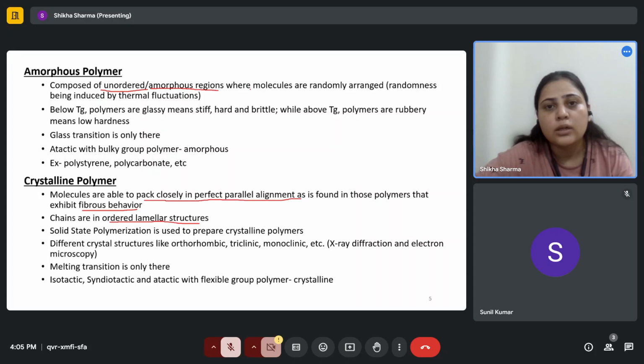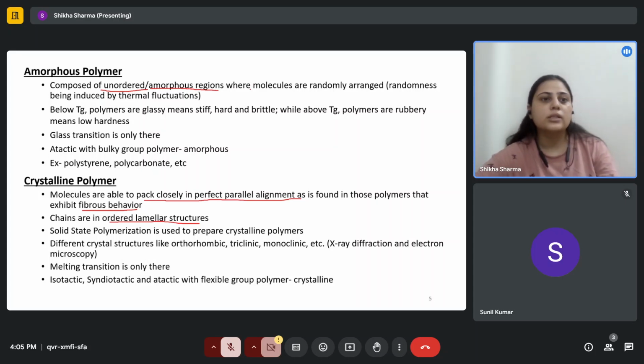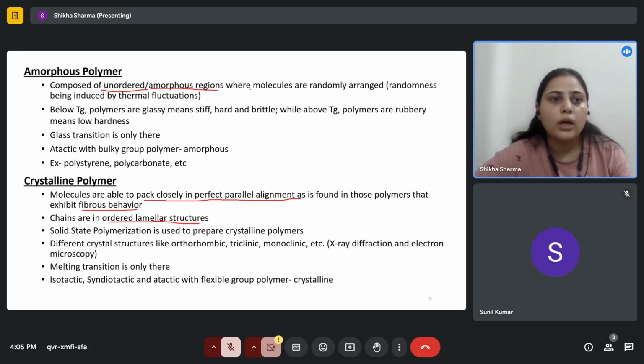So this is what we are discussing, the basic concept and the difference between the amorphous polymer and the crystalline polymer. The amorphous polymer is composed of the unordered or amorphous region where the molecules are randomly arranged, and that randomness is induced basically by the thermal fluctuations.